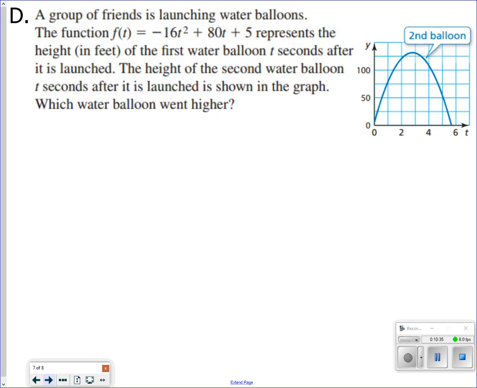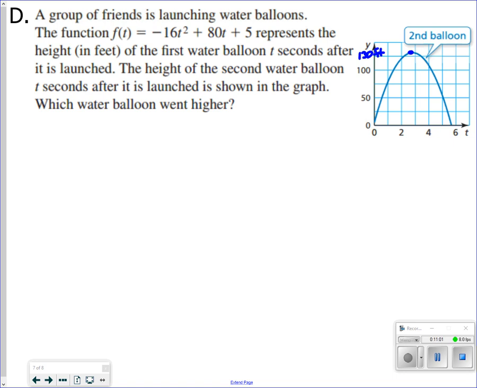Group of friends launching a water balloon. The function represents the height of the first balloon. The height of the second balloon is graphed. Which water balloon went higher? So I'm going to look at the first or the second one here, and it looks like it's approximately right here, and it's going 50, 75, 100, 125. So we're looking at probably about a 130 situation. So 130 going up there.